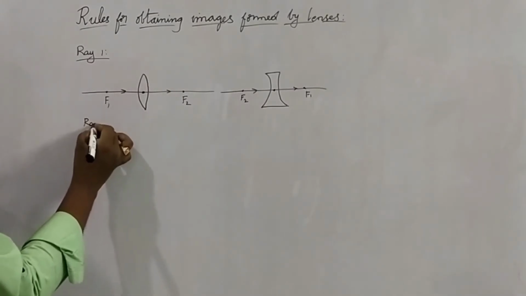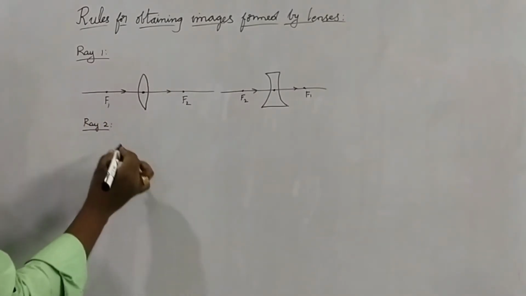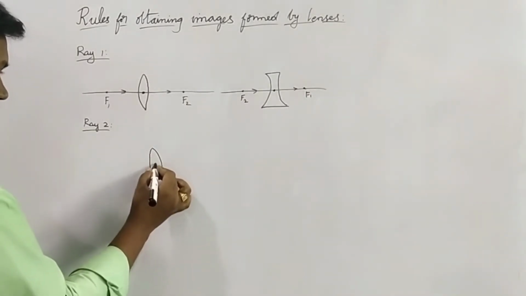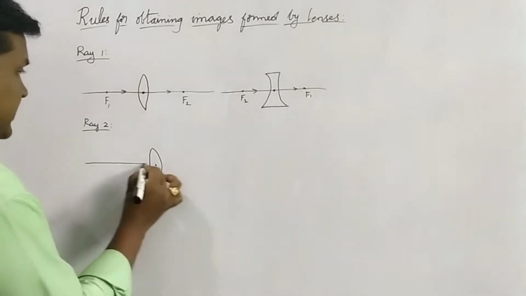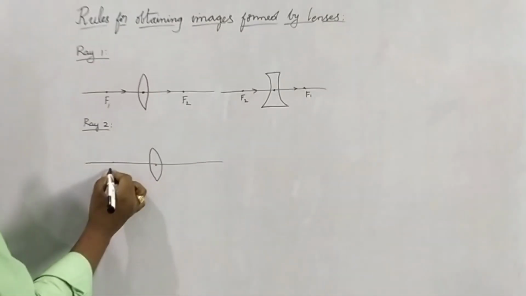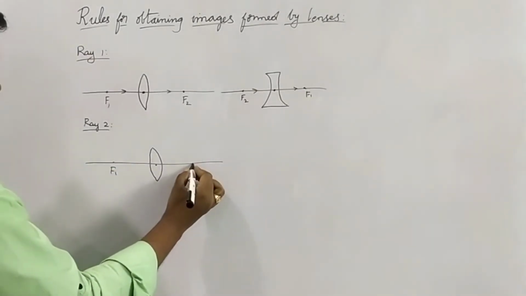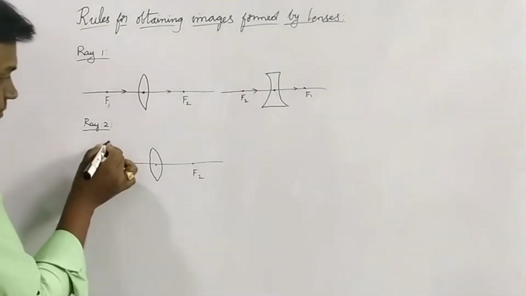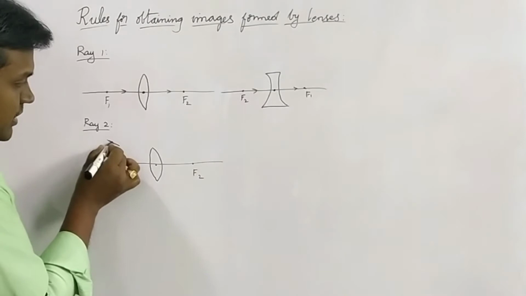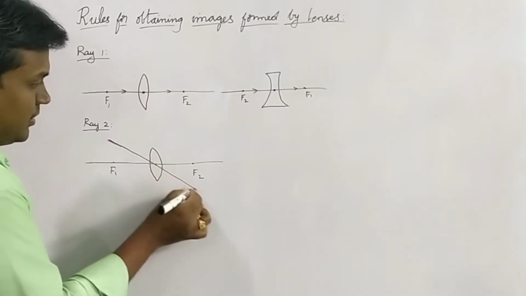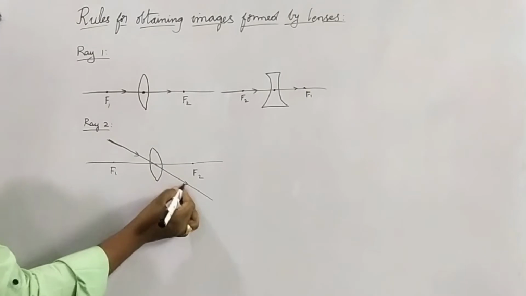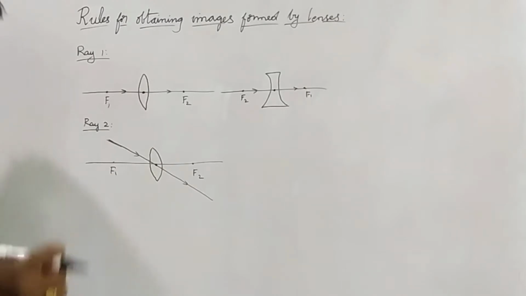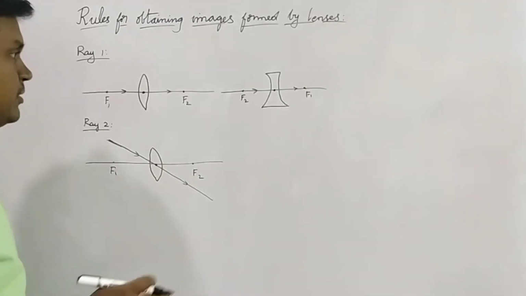And coming to ray diagram 2, again consider a convex lens, and this is the optical center and this is the principal axis, and this is f1, focus for the first surface and focus for the second surface. And now here a ray which is passing through the optical center will go undeviated. This is the optical center now. So a ray which passes through the optical center will go undeviated. It won't deviate, it will go straight.